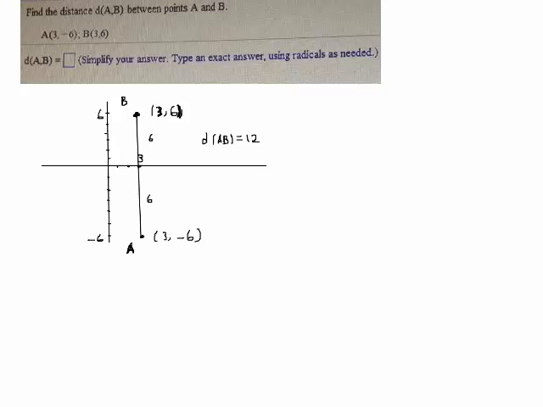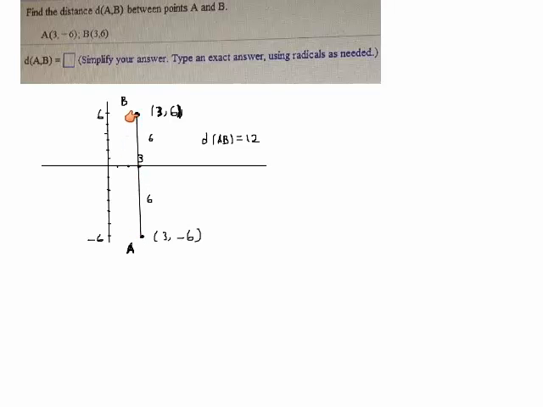Find the distance of A and B. They're giving us A is equal to (3, -6). Let's locate that. I move 3 units on the x-axis and 6 units on the y-axis. This would be a location of B, (3, 6). That's where the B is. If I move 3 on the x-axis and minus 6 on the y-axis, I go down. This would be location of A.